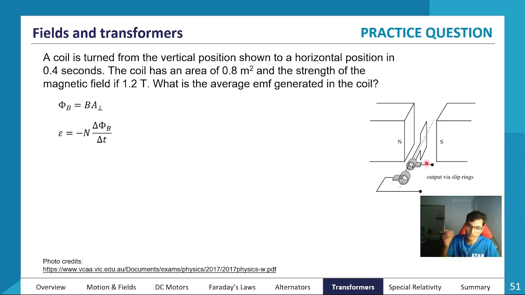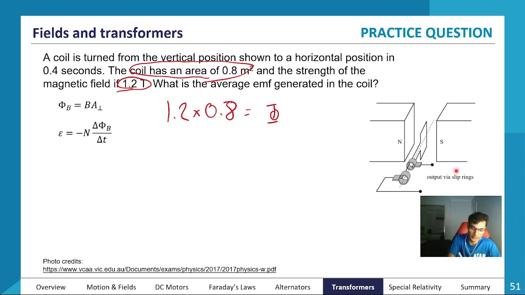I'll do this quickly. The coil has an area of 0.8 and a magnetic field of 1.2. So we can find the magnetic flux, which is 1.2 multiplied by the area, which is 0.8. That will give us the flux. We also know that it takes 0.4 seconds to go from horizontal, this position, to the vertical position.